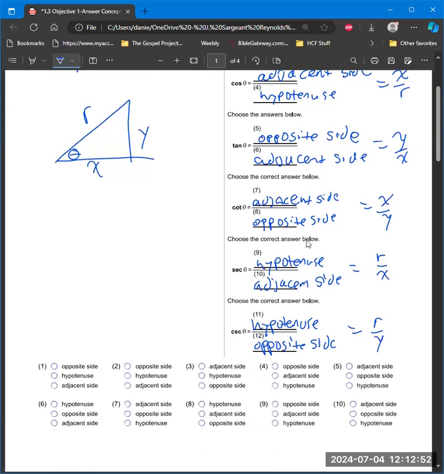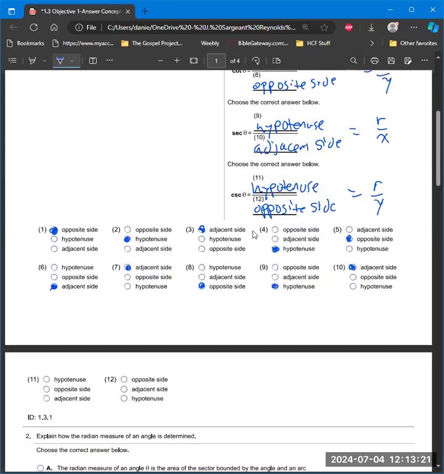This was sine is opposite over hypotenuse, then cosine was adjacent over hypotenuse, then tangent was opposite over adjacent, cotangent was adjacent over opposite, secant was hypotenuse over adjacent, and cosecant was hypotenuse over opposite.